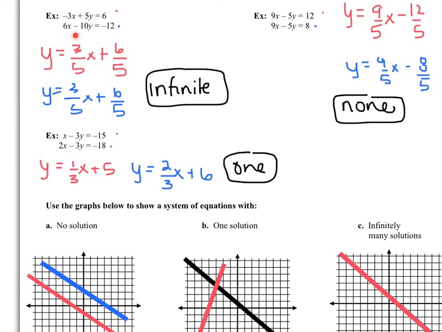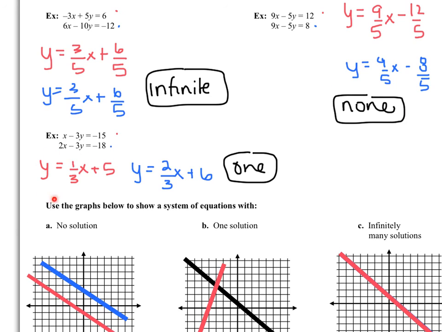So in the first example, here are the two lines in slope-intercept form. They have the exact same slope and the exact same y-intercept, so they have infinite solutions. Here are the second two in slope-intercept form. They have the same slope of 9/5, but different y-intercepts, so they would be parallel, no solutions.